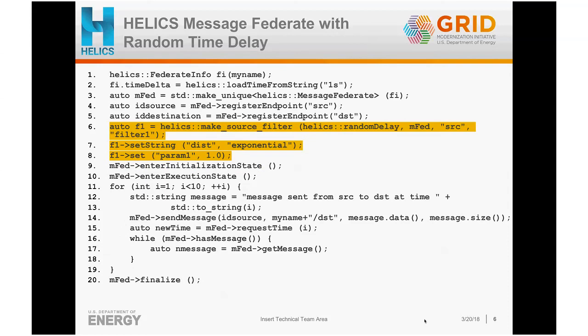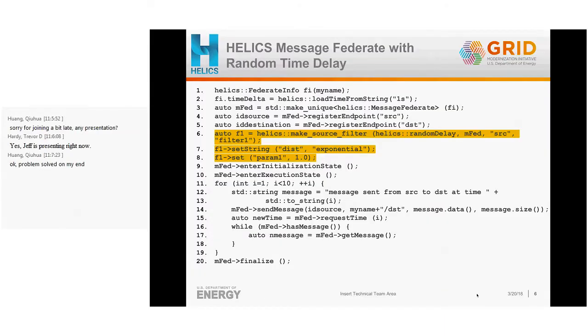So we can do random time delays instead of fixed time delays, so this is a little bit more flexible. It might represent better what NS3 could be doing for you if you were using it. So you can do random delays, and so I'm doing make source filter, and we see that I'm creating a random delay filter type on the source endpoint again, and I'm using the exponential distribution with a parameter of 1. Otherwise, again, the non-highlighted portion of this message federate stayed the same.